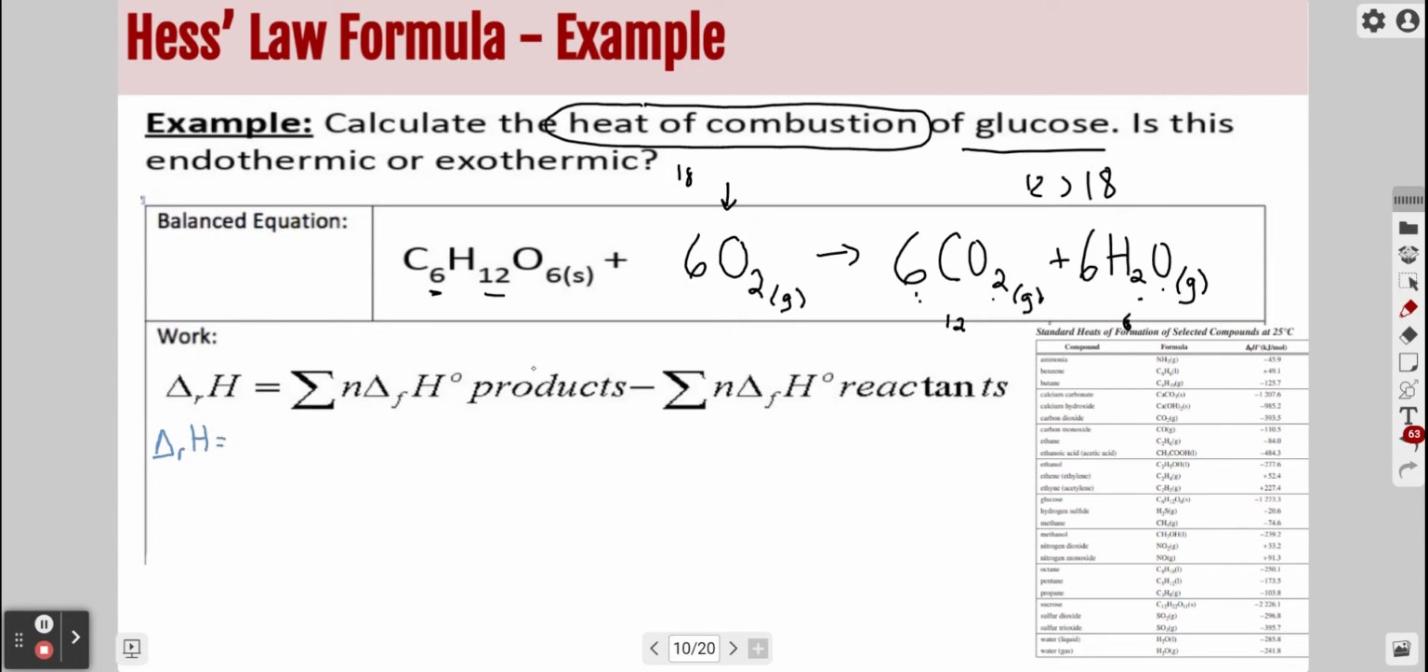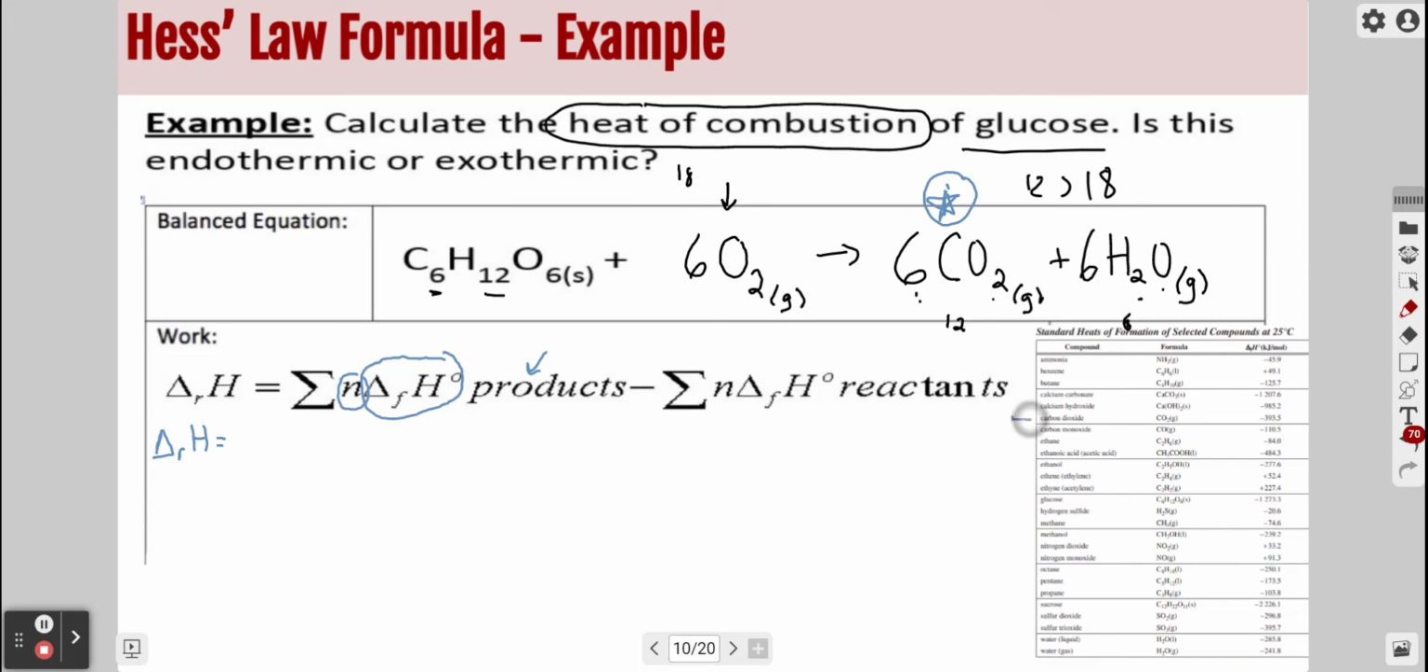And we're first going to start looking at the products. So we need to look at the heats of formation of each of the products times the number of moles that we have for each product. So we're going to start here. I'm going to look here where I'm drawing a star. We're going to start with carbon dioxide. I'm going to look up carbon dioxide in my formula table.